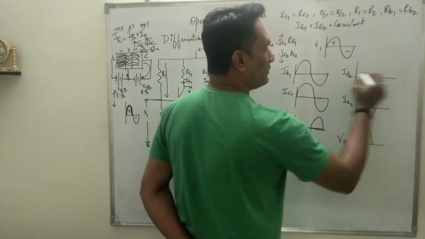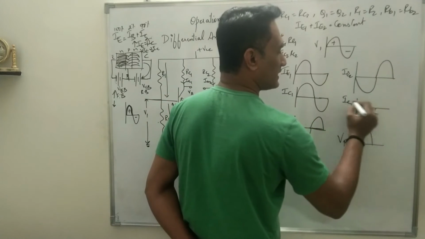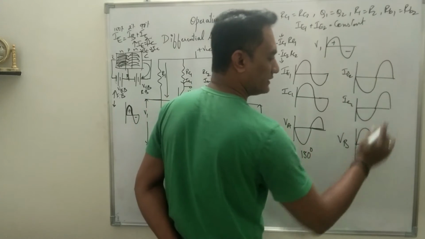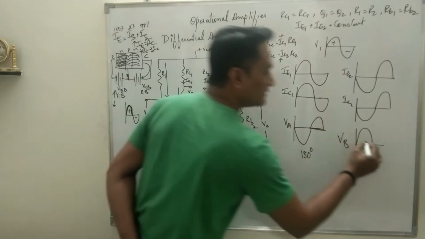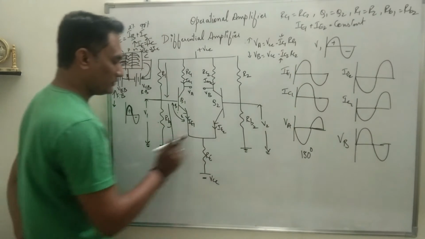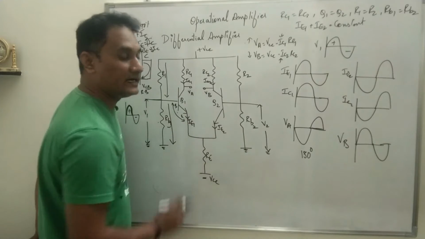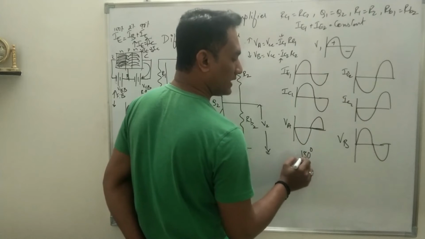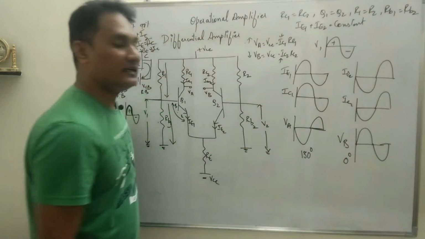Similarly during the negative half cycle, as IE1 decreases, IE2 increases, therefore IC2 increases, and when IC2 increases, VB decreases. So now for one input which has been applied at V1, we get two outputs, one at VA and one at VB. At VA you are getting a 180 degree phase shift, and at VB you are getting a 0 degree phase shift.